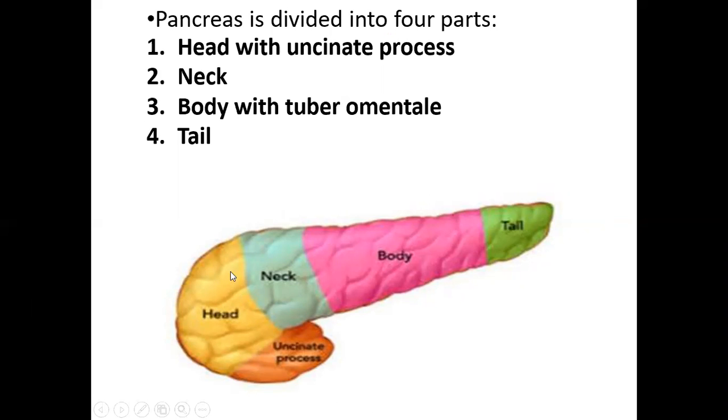Here you can see this is the first part, head with uncinate process. Second part is the neck. Third part is the body, and here is the tuber omental, and the fourth part is the tail.